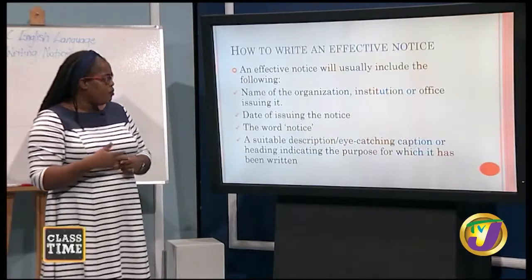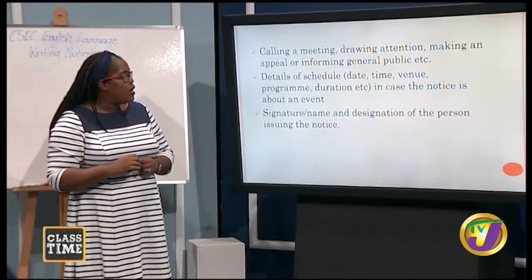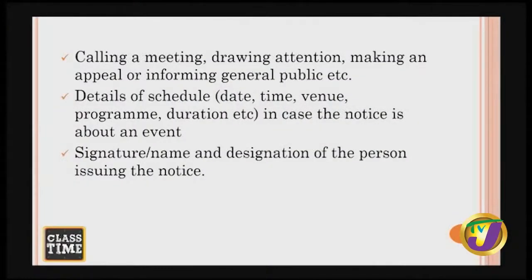All right. So an effective notice will usually include the following: the name of the organization, institution, or office issuing it; the date of issuing the notice; the word notice; a suitable description or eye-catching caption or heading indicating the purpose for which it has been written, such as calling a meeting, drawing attention, making an appeal, or informing the general public, etc.; details of schedule, date, time, venue, program, duration, etc., in case the notice is about an event; and the signature, name, and designation of the person issuing the notice.